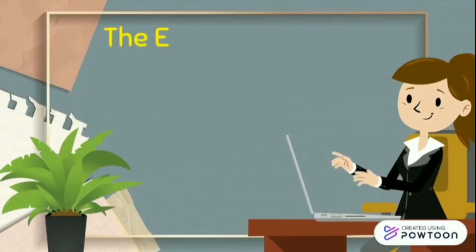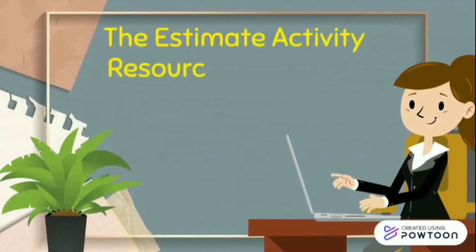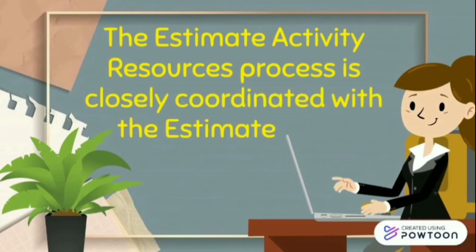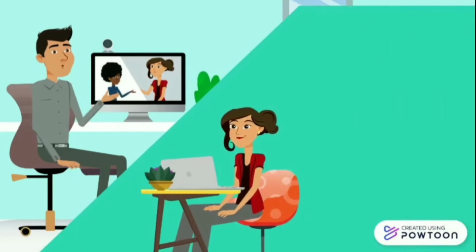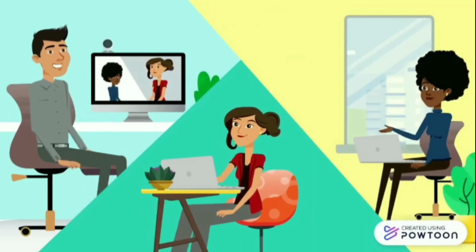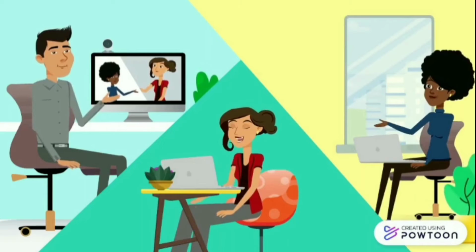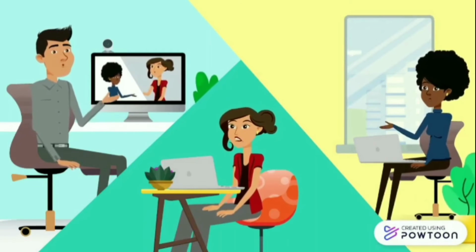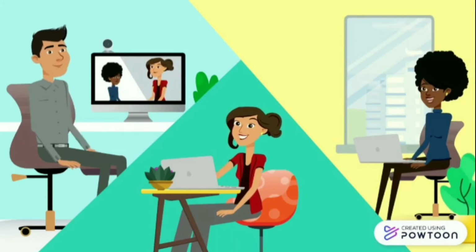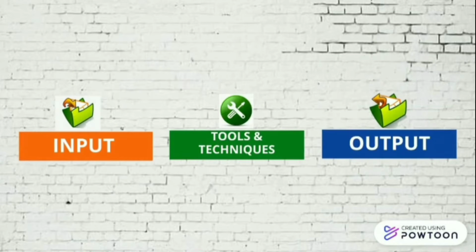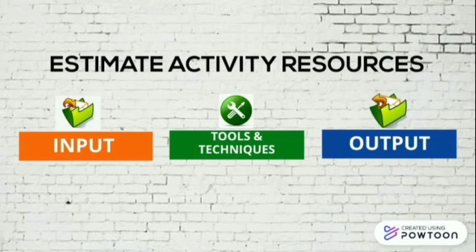The estimate activity resources process is closely coordinated with the estimate cost process. For example, you may have to hire a consultant to get knowledge about what is needed for a project's activities. This consultant will have an additional cost to the project. So, now let's see the inputs, the tools and techniques, and the outputs of the estimate activity resources process.